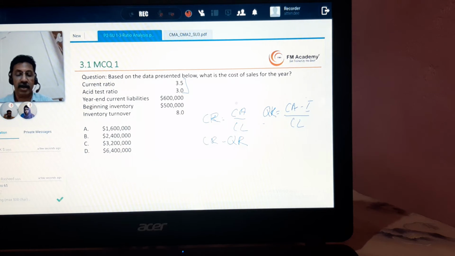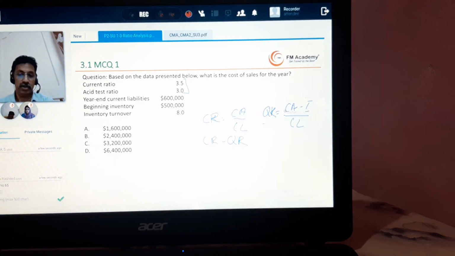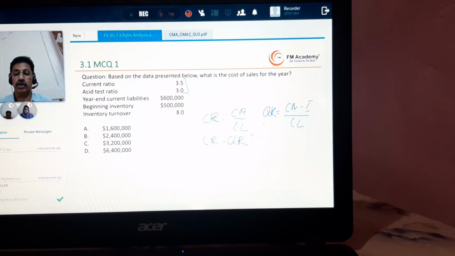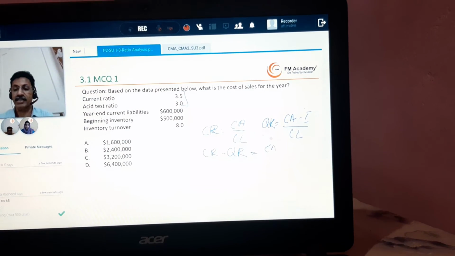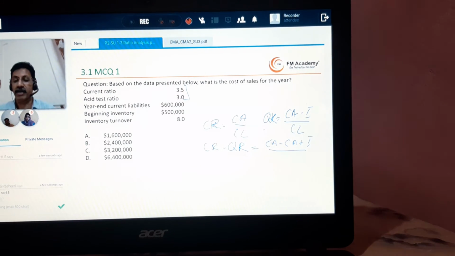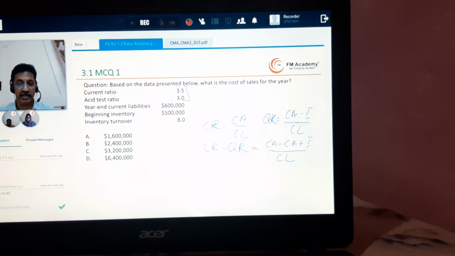Which has got the higher numerator? The denominator is the same, so the quick ratio will always be less than the current ratio. It can be equal when there is no inventory. So current ratio minus quick ratio will be equal to current assets minus current assets plus inventory, divided by current liabilities, right? This minus this.